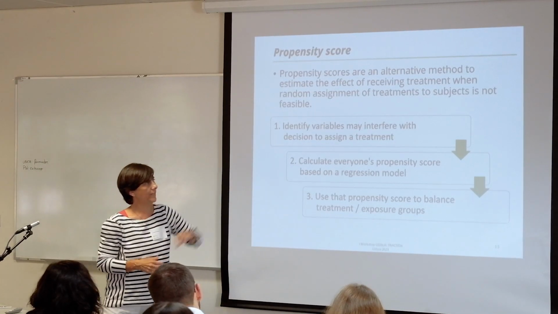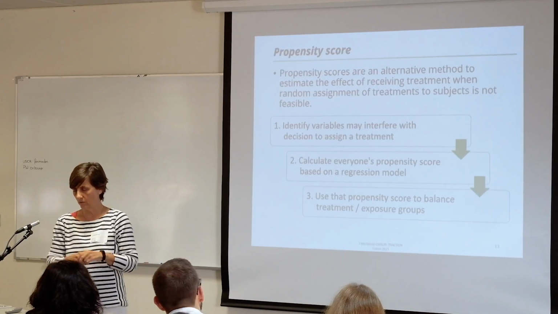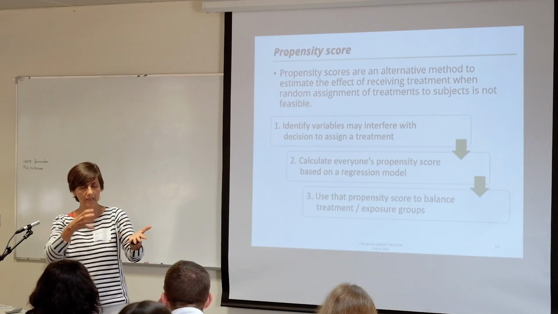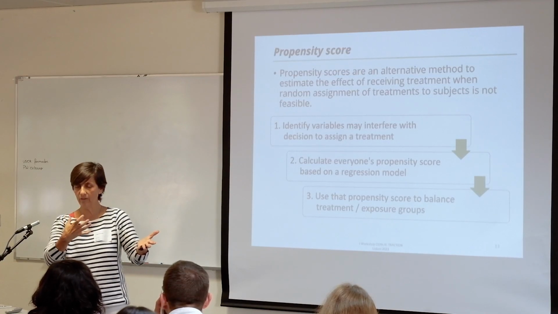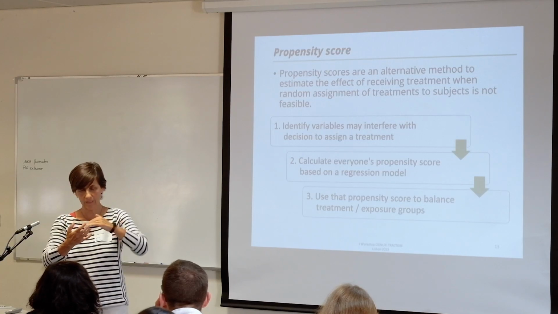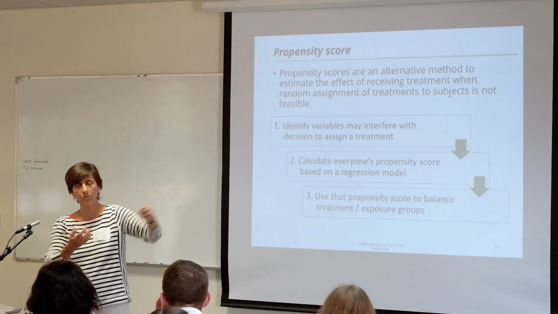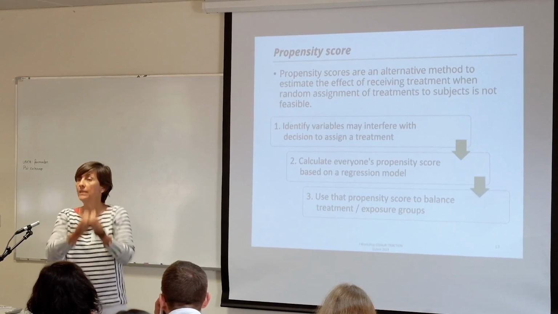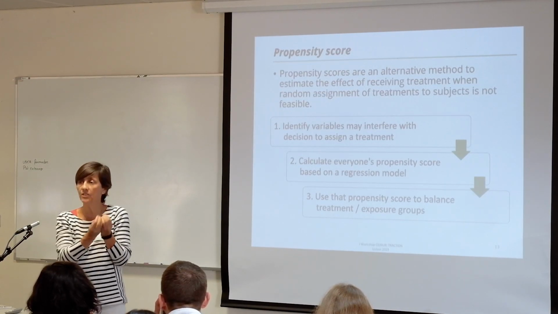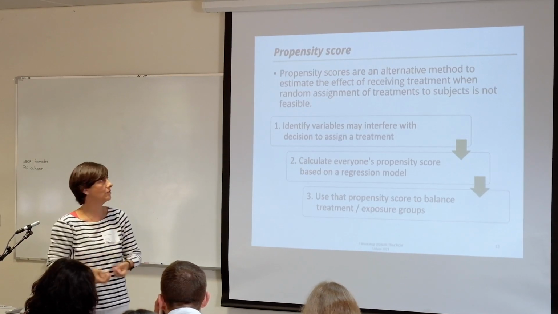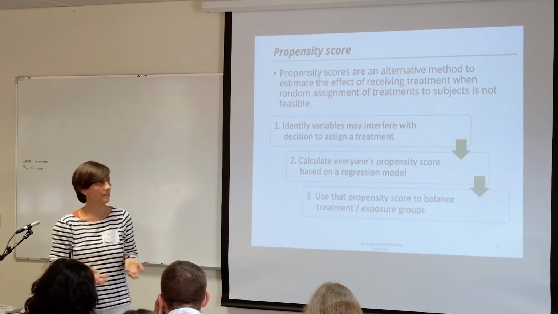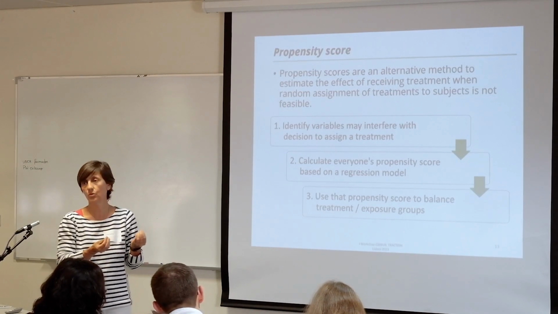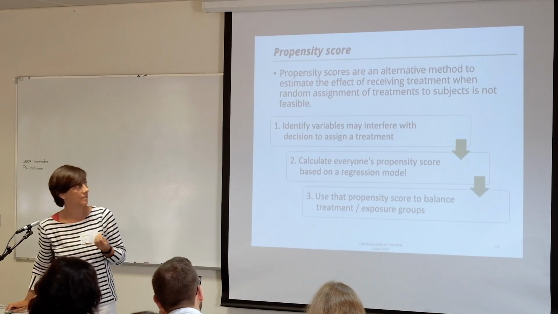Then you calculate a propensity score based on a regression model. That means you do a regression model, and you put as the dependent variable getting the treatment, right? And with a number of variables, you will get, for each patient in your sample, a probability of getting the treatment, right? So you just created a new variable that is called propensity score. Once you have that new variable, you can use it to balance the groups.